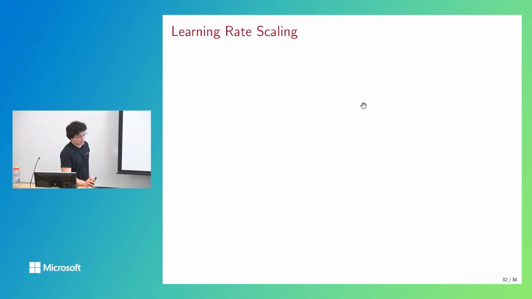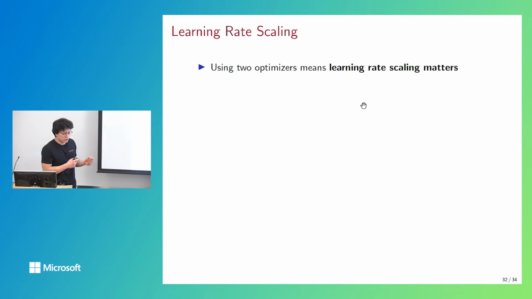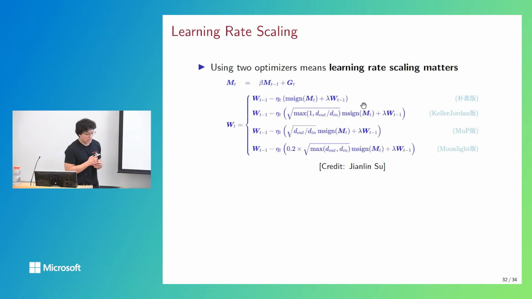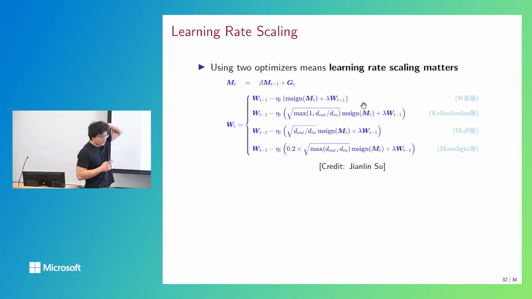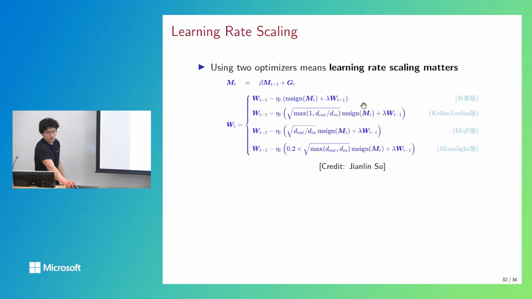Last thing that I want to emphasize for the integration is the learning rate scaling part. Because we're using two different optimizers, having the learning rate compatible between the two is quite important. So there are actually various versions of mu1, and I'm not going to go into the details of them, but just to point which one to look at for your integration.